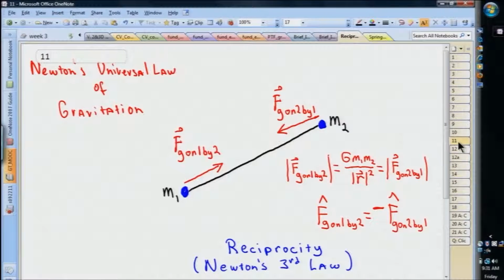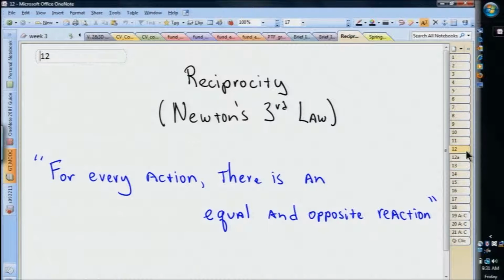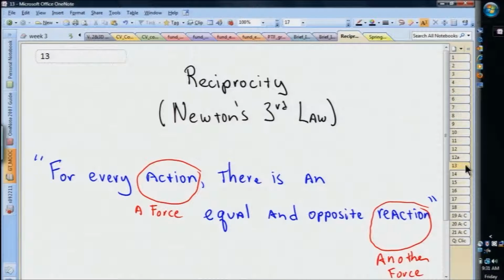law. Now, in popular jargon, reciprocity or Newton's third law is often stated as, for every action, there is an equal and opposite reaction, which we now can see really means that a given force is associated with another force, and these forces are equal in magnitude but have directions that are flipped with respect to one another.